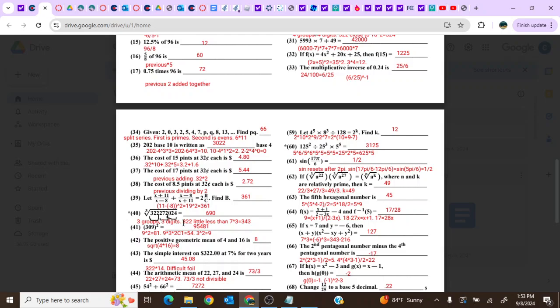41, 309 squared. Well, it's a square of a number with a 0 in the middle, so 9 squared will get you 81. That'll be your last 2 terms. 3 times 9 times 2, combination 1, which is just 2, will get you your middle term, so 3 times 9 times 2, which is 54. And then you have 3 squared is equal to 9.